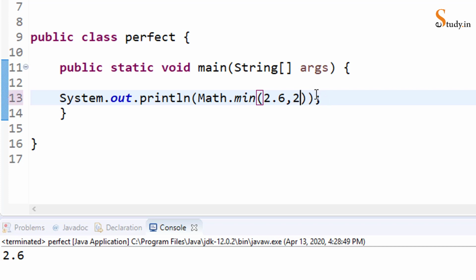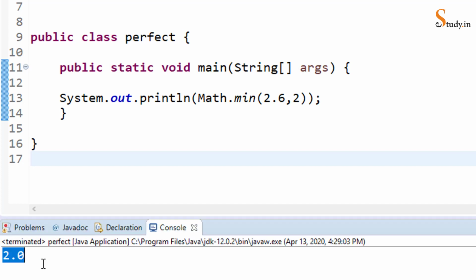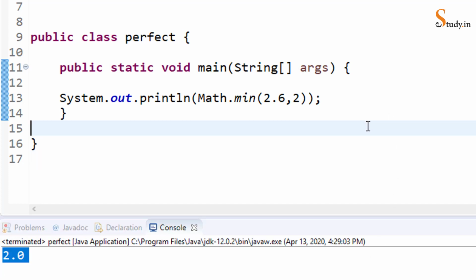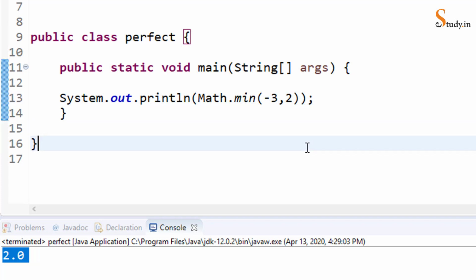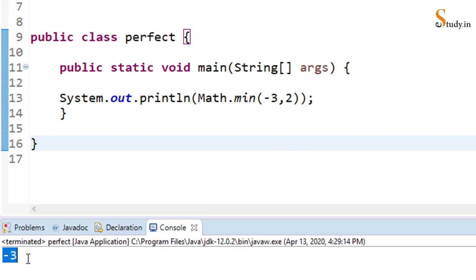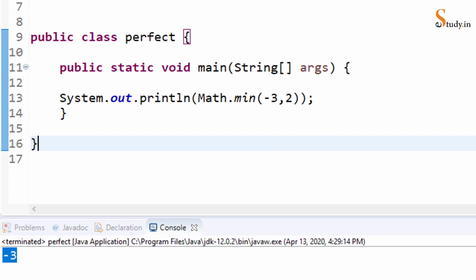Now we have 2.6 and we have 2. Okay, so mixed data types. One is double, one is integer. So it will return 2.0. And if you have a positive number and a negative number, so we have minus 3 and 2, in this case, when you run it, it will return minus 3. So this is how the min function will work.